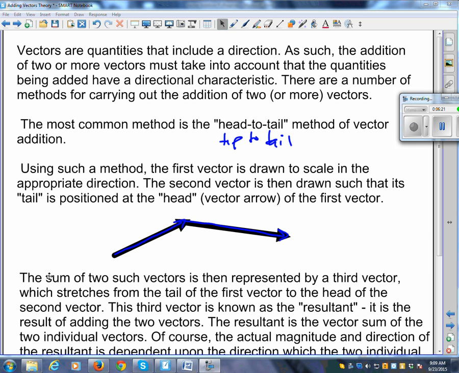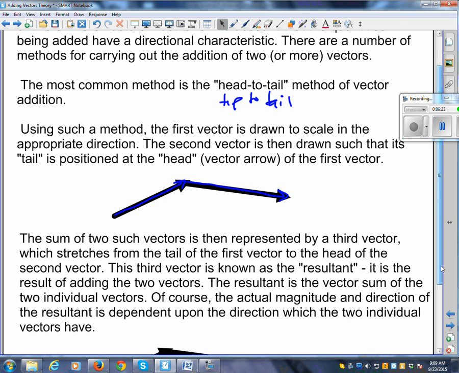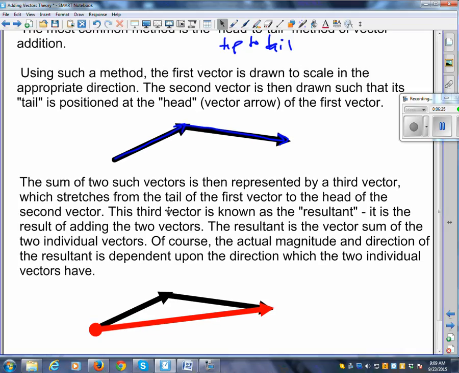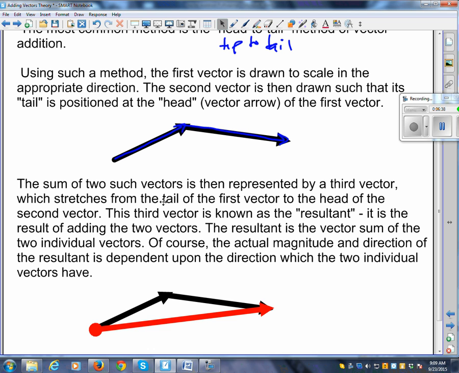The sum of two such vectors is then represented by a third vector which stretches from the tail of the first to the head of the second. And let's just underline that, or highlight it. Tail of the first to the head of the second. The third vector is known as the resultant. The answer to a vector addition question is called the resultant.